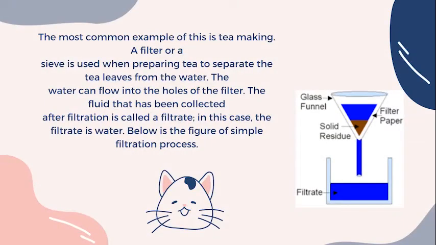The most common example for this is tea making. A filter or a sieve is used when preparing tea to separate the tea leaves from the water. The water can flow through the holes in the filter and the fluid that has been collected after filtration is called filtrate. In this case, the filtrate is the water. Below is the figure of a simple filtration process.